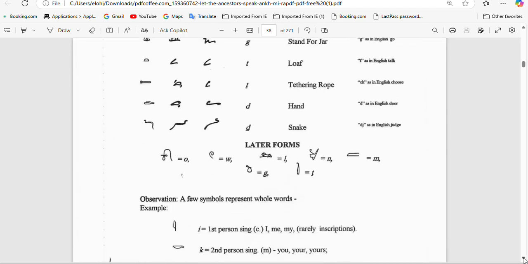Then you have some later forms. This is like a kind of a lasso. This is an O. This would be a W. This represents an L. This would be a G. This is an N. This is a T. And this is an M.